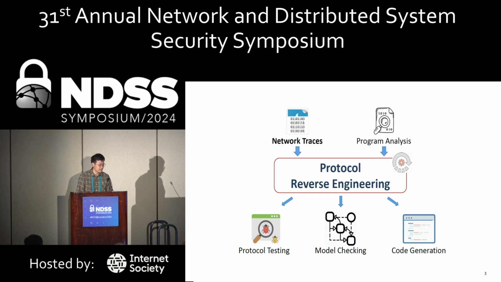Existing methods can be divided into two categories based on the input, that is the network traces and the program analysis. The program analysis-based approach reverses the protocol by using techniques such as taint analysis. They require access to the source code or the binary, which is not always feasible in practice. In this work, we introduce a protocol reverse engineering tool based on network trace.